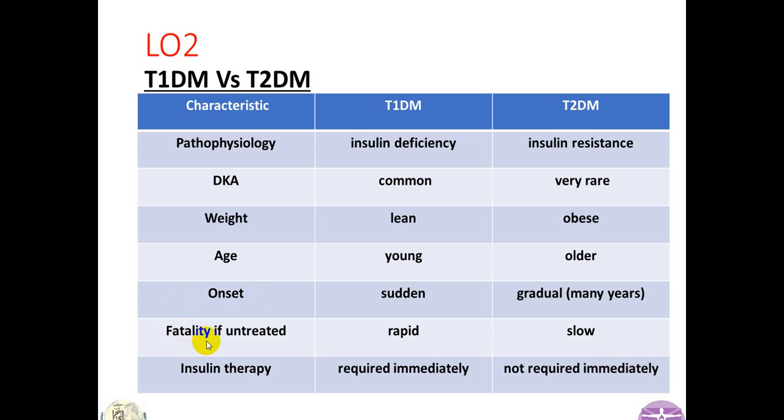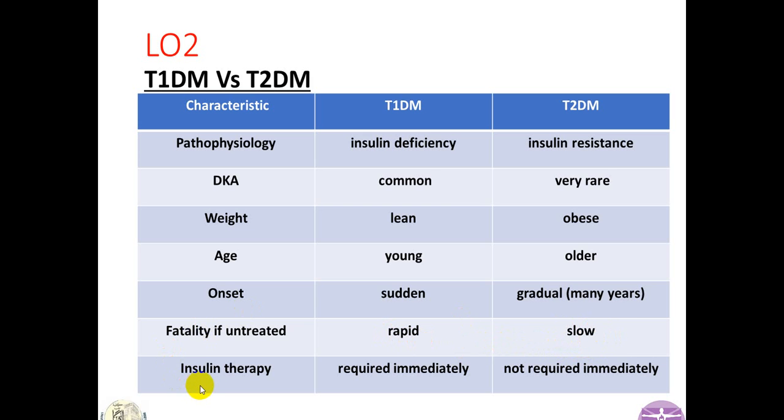What about the fatality if left untreated? And by fatality, we mean death. So if a patient with type 1 diabetes is left without a treatment with insulin, usually he or she will die very soon, rapidly. While if a patient with type 2 diabetes is left without a treatment for many years, usually they will not die. So the onset or the fatality is slow.